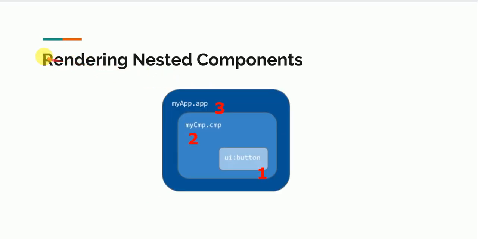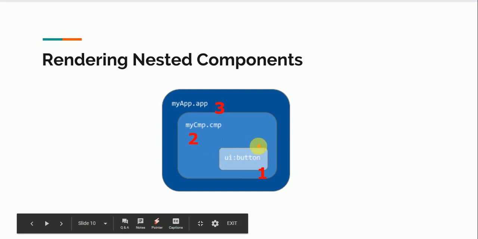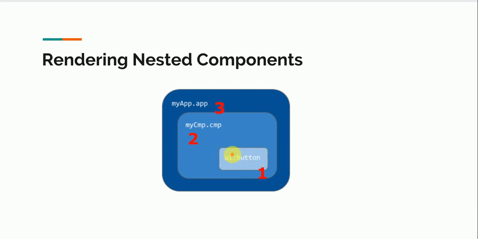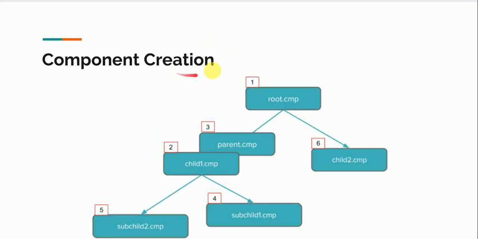And then here this is the rendering of nested components. That means if I have an application, my app, and then inside that application I have a component, and then inside that component I have a button. So how will it initialize now? Firstly it will initialize the button, then it will go to the component, and then it will go to the application. That means if I'm getting any error here in the UI button, I will not be able to get any output on the component. That means I'm not able to get it in the application as well. So this is how the rendering works, and this is how the component creation works.